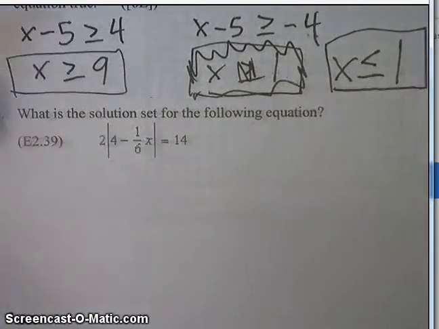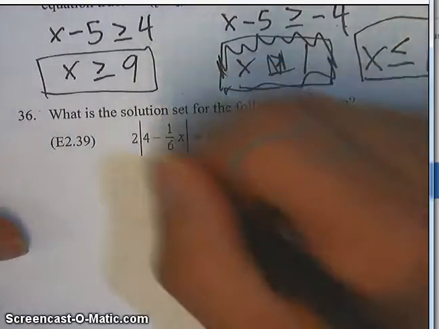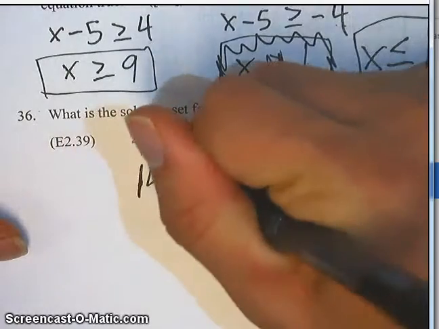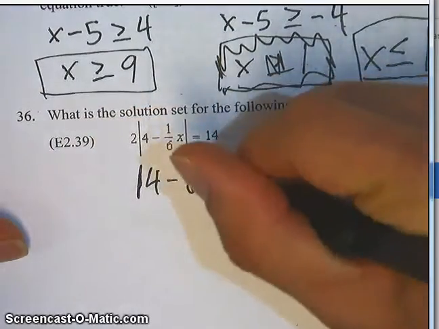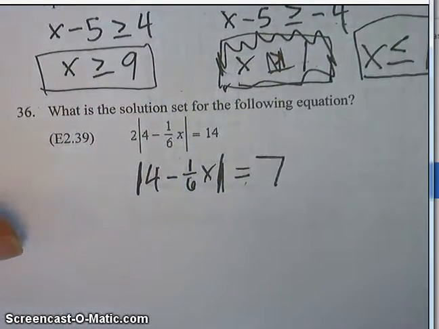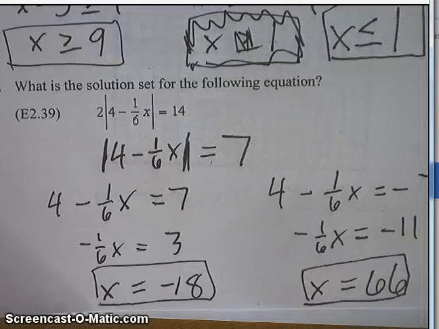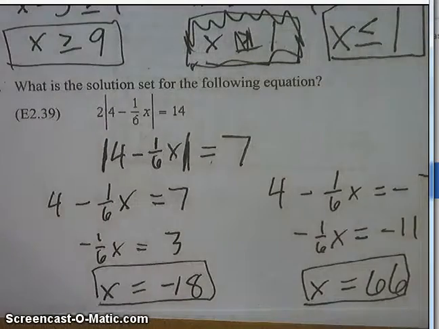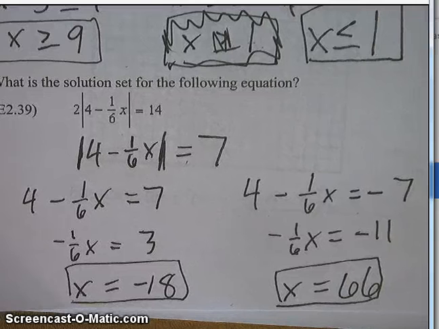Okay, last one. What is the solution set? Bars aren't by themselves, so divide by 2 on both sides. 4 minus 1/6 x, absolute value equals 7. And I ran out of time, so I used some movie magic, and I just put the solution up here for you. Here it is.